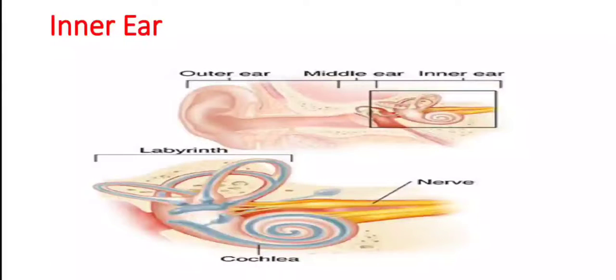This is structure of inner ear. Here outer ear, middle ear we have already discussed. Now we are discussing inner ear. In this diagram, cochlea part is shown to you and labyrinth part is shown to you. Here you can see the blue part is representing the duct, representing the membranous labyrinth, and outside there is a bony labyrinth.